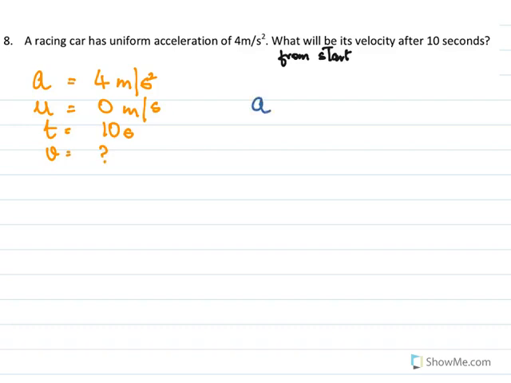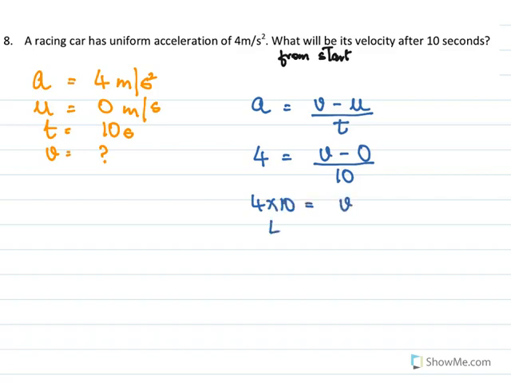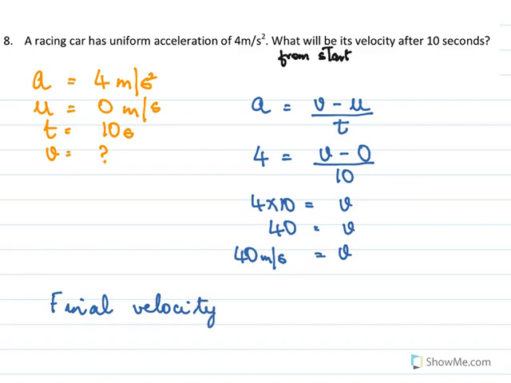So we use the formula A equal to V minus U over T. So we have 4 equal to V, which we don't know, minus 0, over T, 10. So 4 into 10 equal to V, 40 equal to V. So final velocity is 40 meter per second. So its final velocity after 10 seconds will be 40 meter per second.